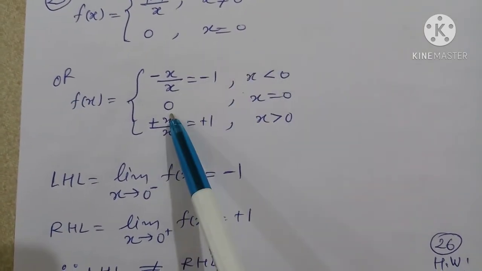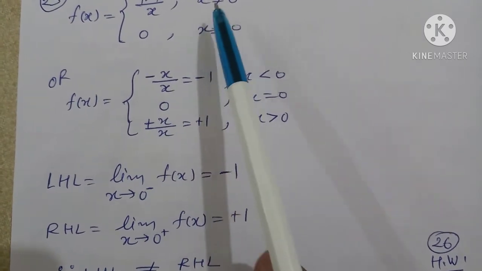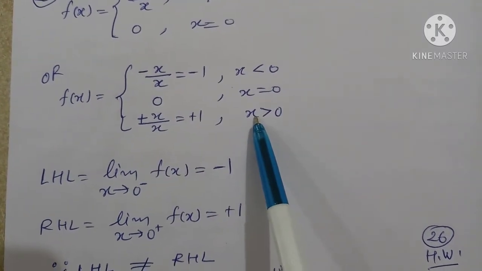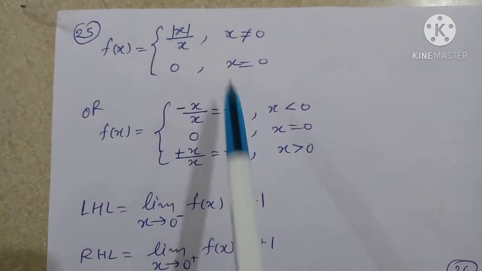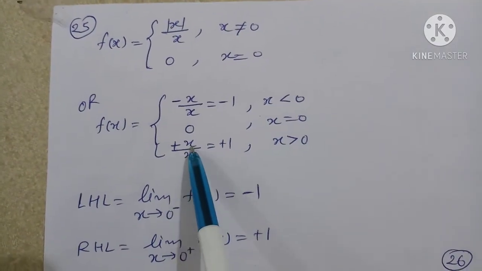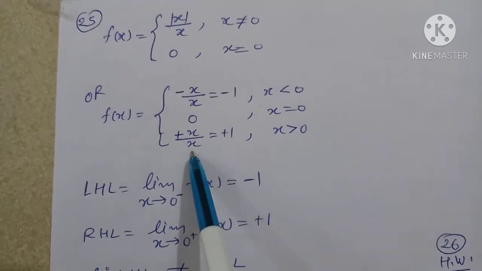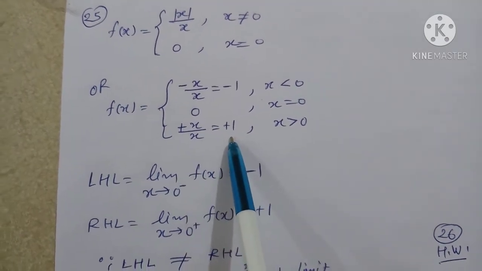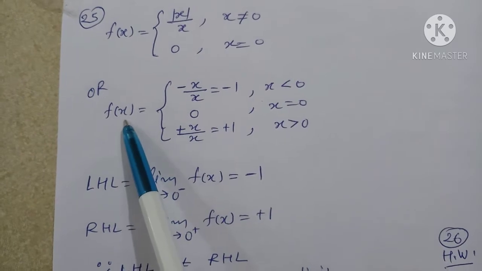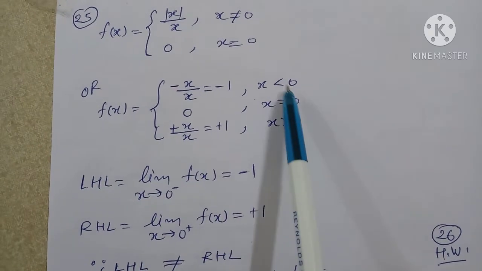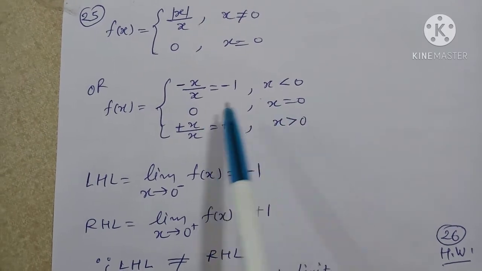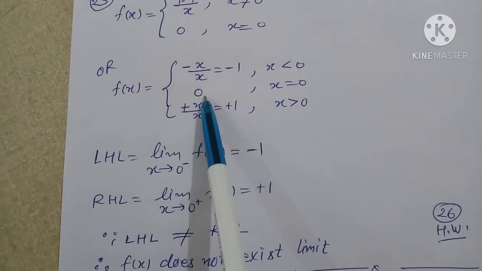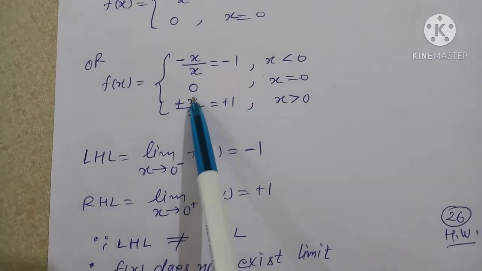At x equal to 0 the function is 0, and in the positive interval, when x is greater than 0, when we remove this mod, we'll get plus x. So plus x and this x cancel out, only plus 1 remaining. So our function is f(x) equal to minus 1 when x is negative, plus 1 when x is positive, and at x equal to 0 the function is 0. This is the definition of the signum function.